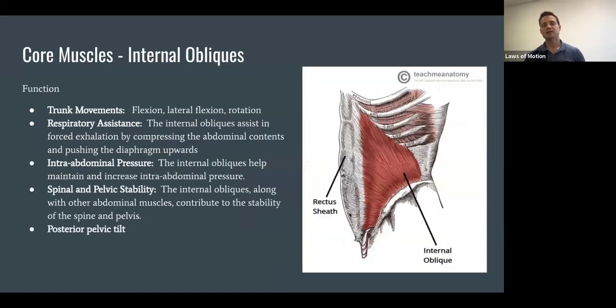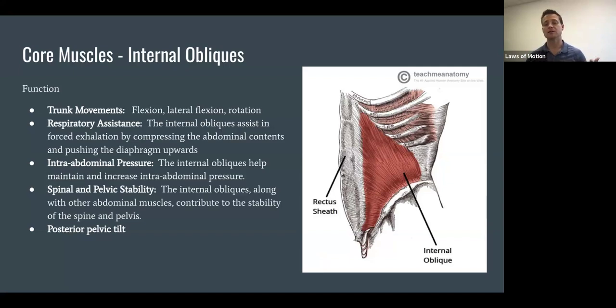Our internal obliques have fibers oriented in this direction, so they run from our pelvis up to our rib cage. Again, these help with some respiratory assistance. The internal obliques help with that expiration, help get air out of our lungs. They help maintain intra-abdominal pressure and help provide some pelvic and spinal stability.